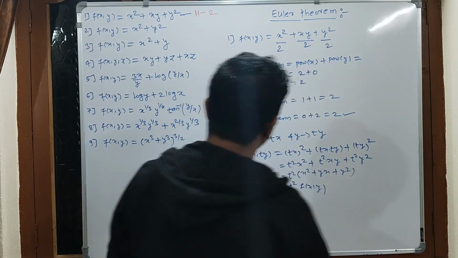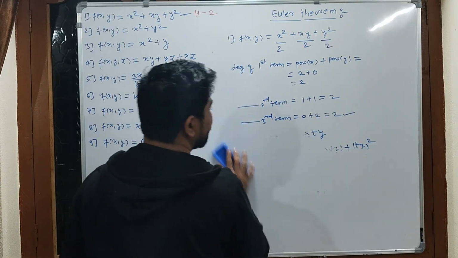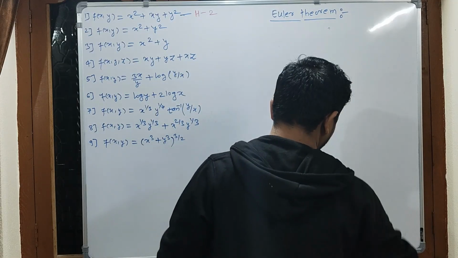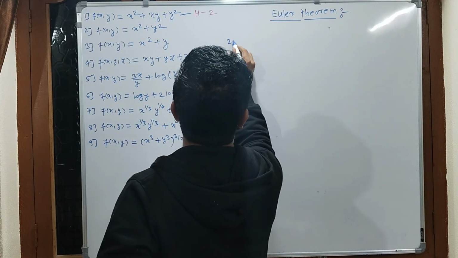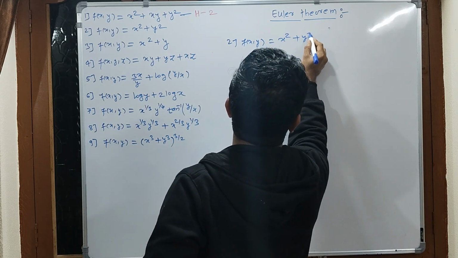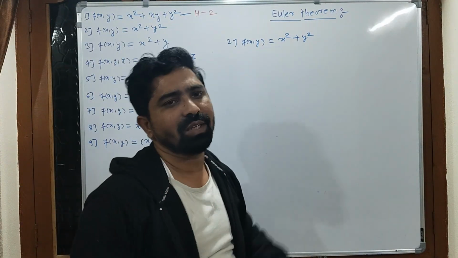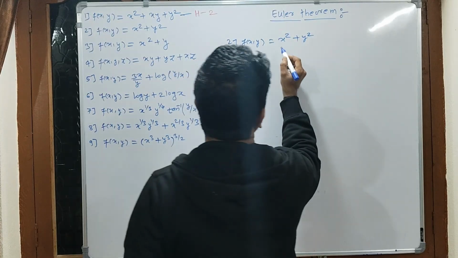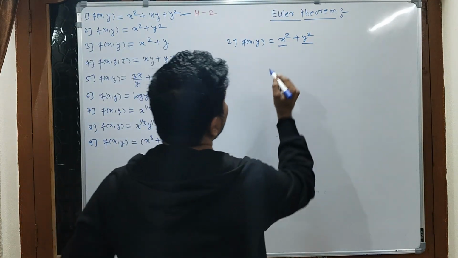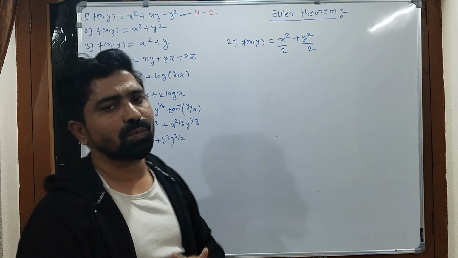Now I want to check my second function. I will check in the same way. The second function is defined by f of x comma y equal to x square plus y square. Now just check. This is my first term and this is my second term. The degree of my first term is 2 and the degree of my second term is 2. So this is a homogeneous function of degree 2.